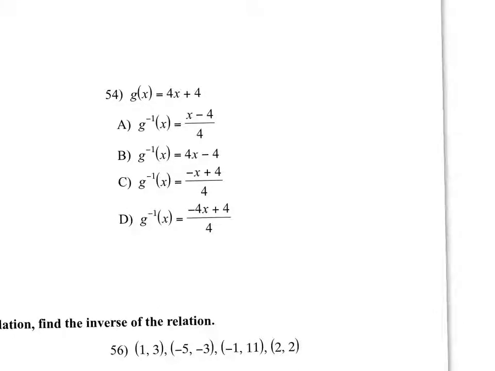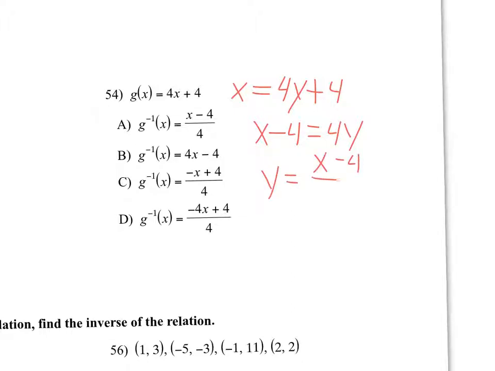For number 54, same thing. X equals 4y plus 4. X minus 4 is equal to 4y. We get y is equal to x minus 4 over 4.